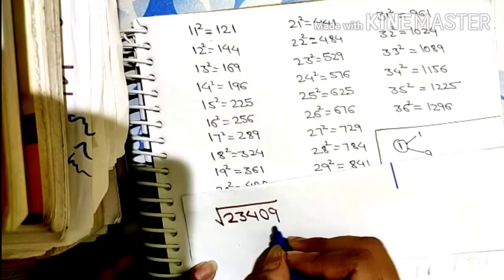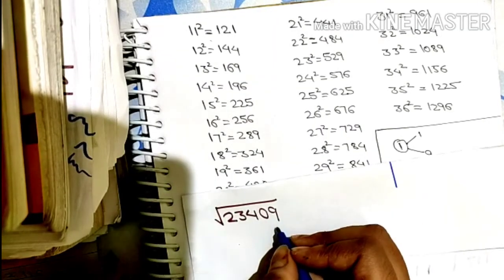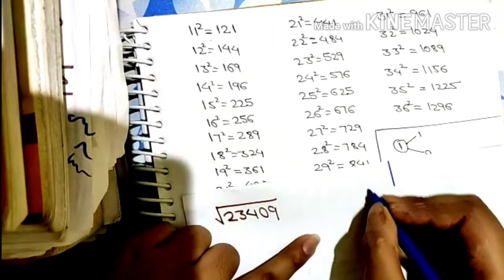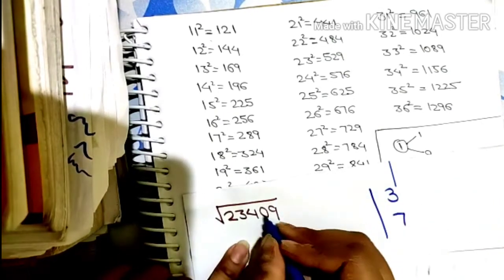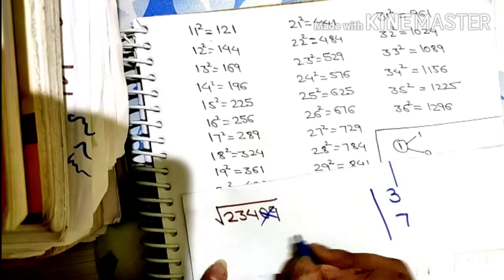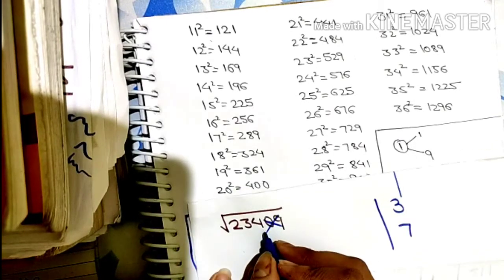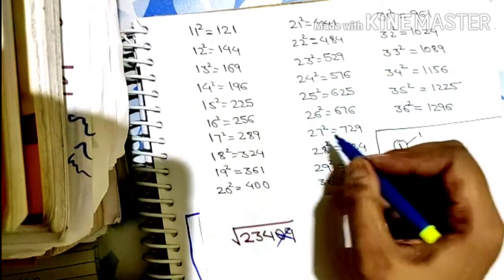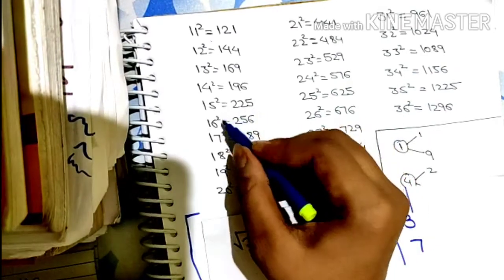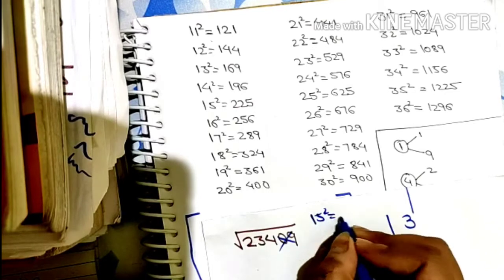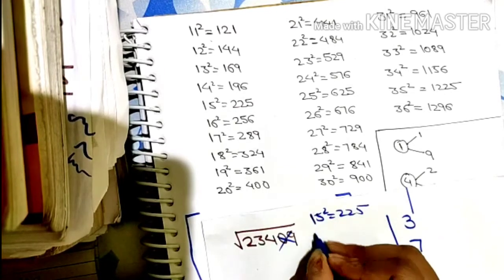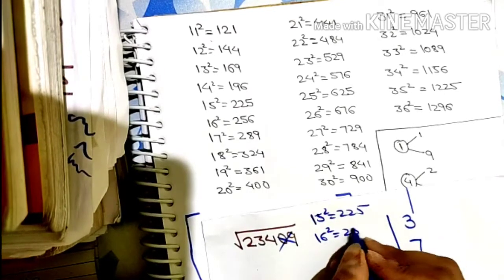Square root of 23409, the last digit is 9. So there are two possibilities, that is 3 and 7. You have to ignore the last two digits. 234. 234 lies between which ones? So 234 lies between these two, 15 square and 16 square. Okay. 15 square 225 and 16 square 256.